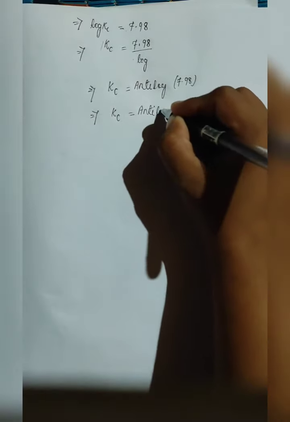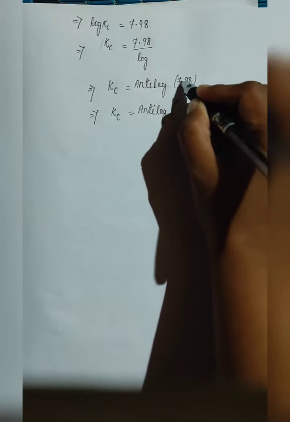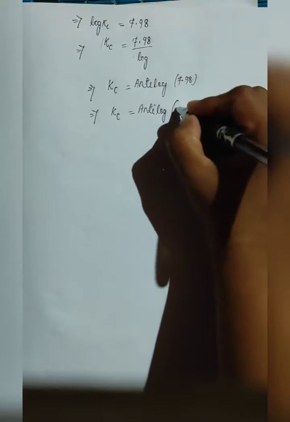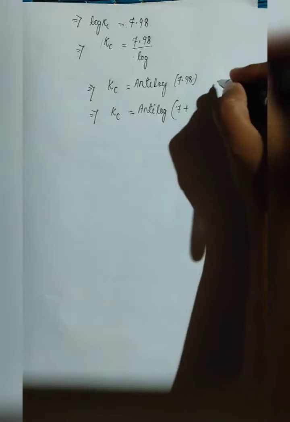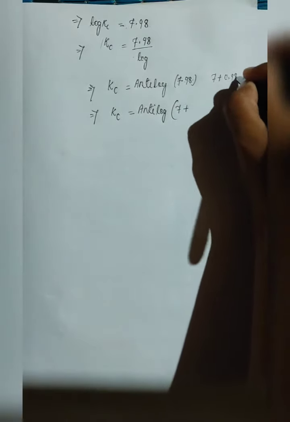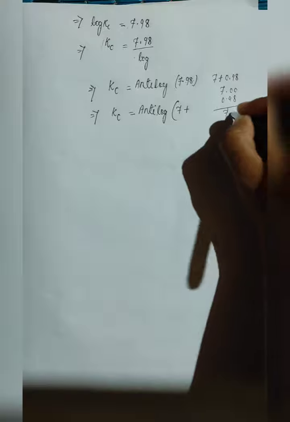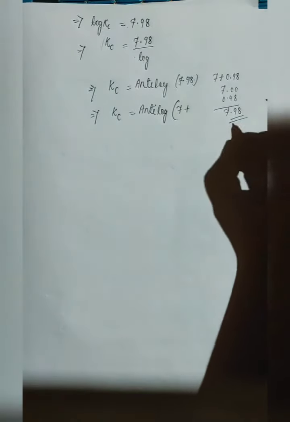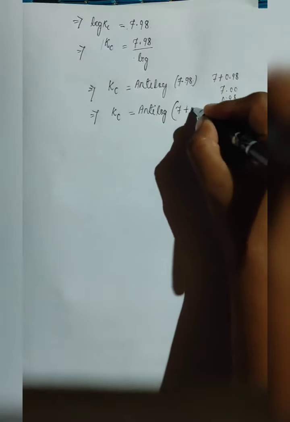If you have done the calculation, the one page which I gave for anti-log calculation, you'll be able to do this. How do we do the anti-log of 7.98? We will separate this from the decimal. From the decimal means 7 plus. This very 7.98 can also be written as 7 plus 0.98. Now 7 plus 0.98 will be 7.98. So it is the same.